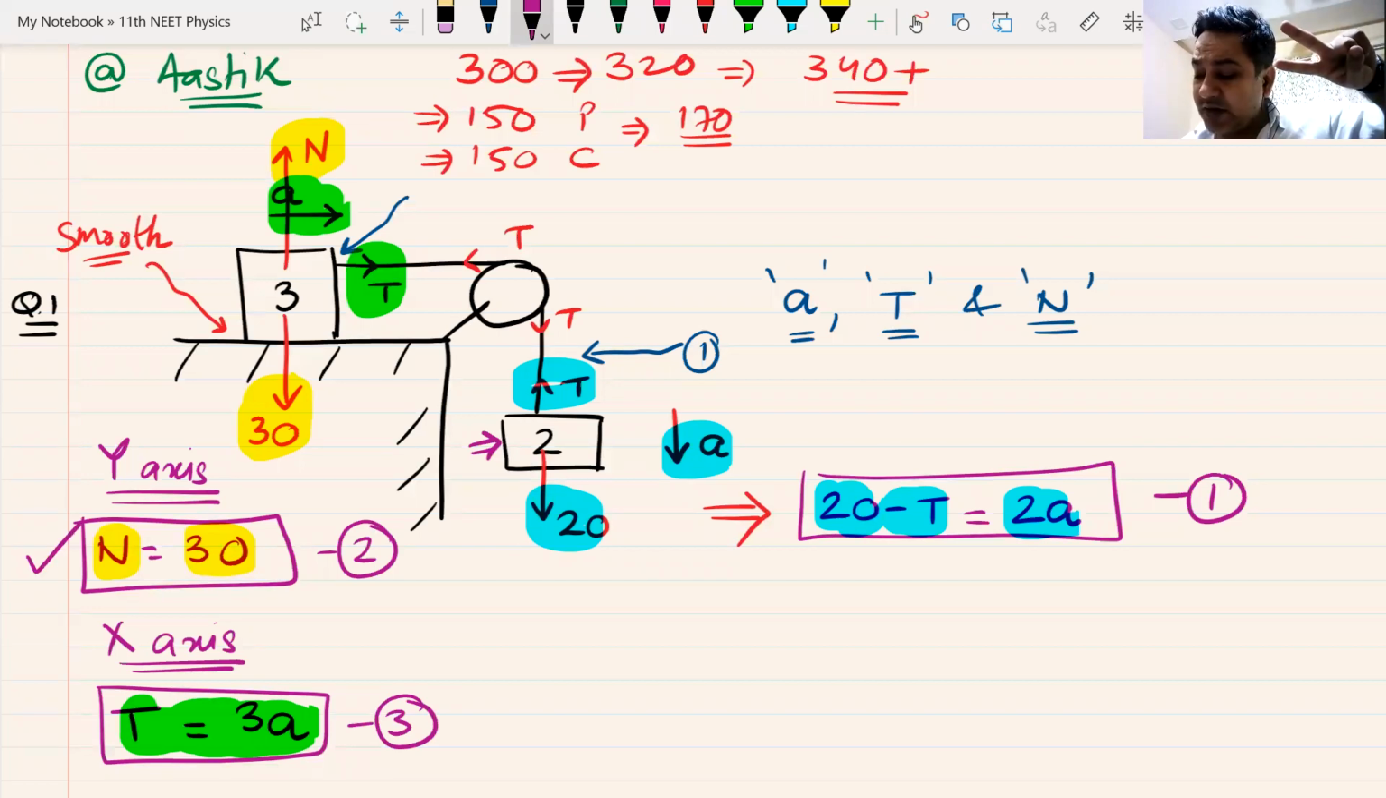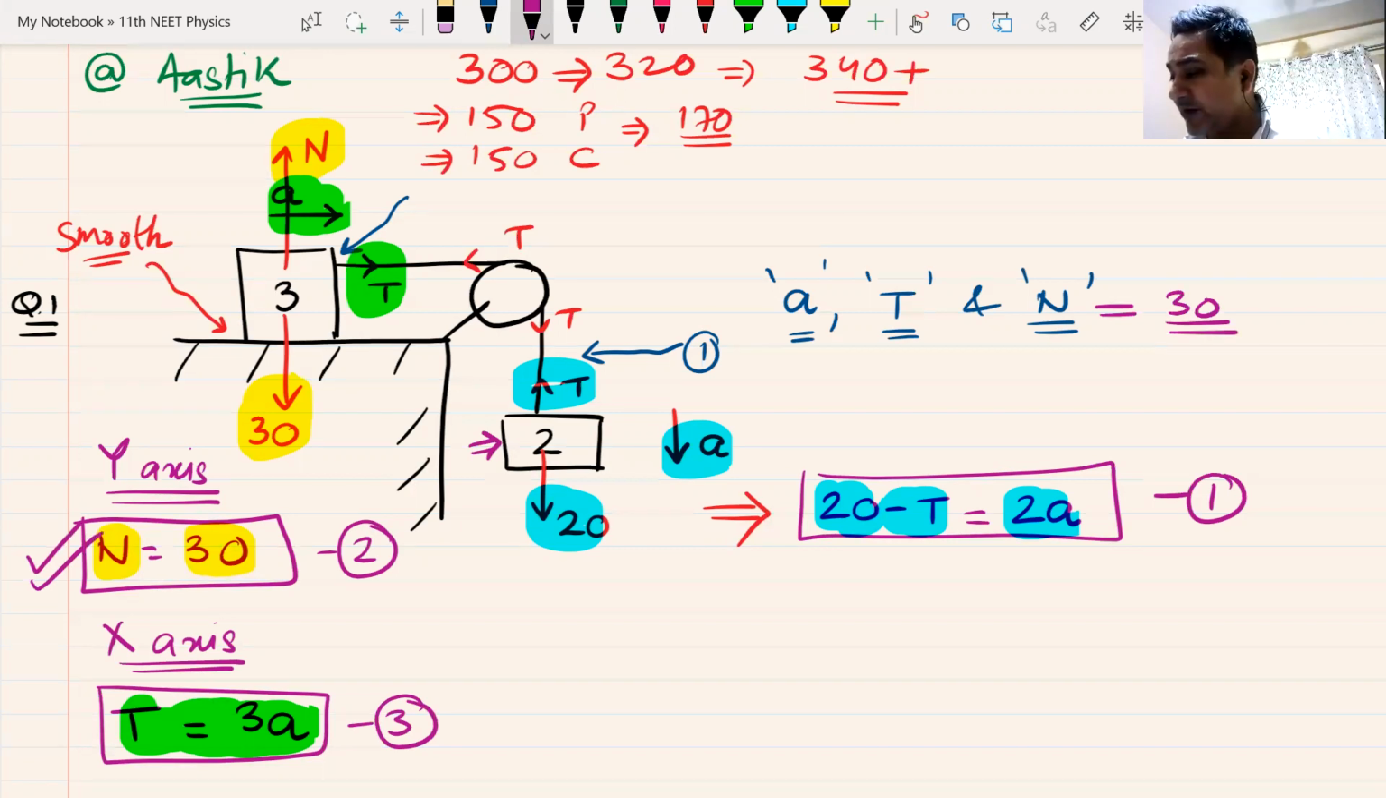From equation number 2, I get the value of N. So N becomes 30 newtons. No problems with this one. I got the value of N. I have to get the value of A and T. From where will I get the value of A and T?